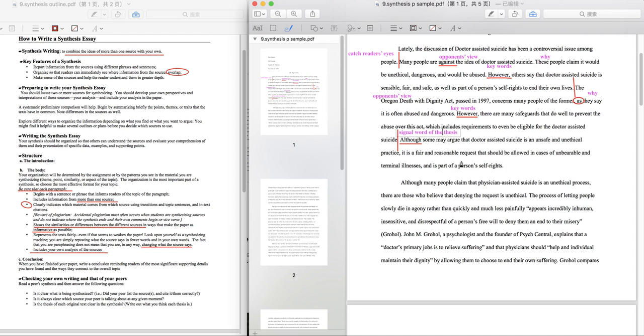Although thesis, right? Although, what does it mean? It means the opponent's view, but, right? But the writer thinks it's fair and reasonable that it should be allowed in case of unbearable and terminal illnesses, and it is part of a person's self-rights.